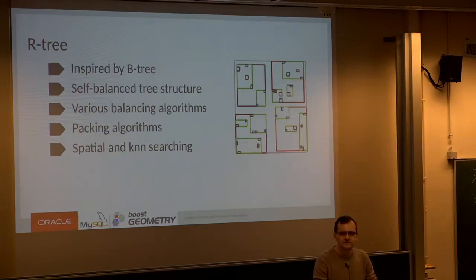The R-tree is a self-balanced tree, which is used for spatial searching and KNN searching. And there are various balancing algorithms or various ways how the R-tree can be created. When you are putting elements one by one, then the tree is balancing itself. And there is also a class of algorithms which are used to create the R-tree from a number of elements at once. And this is called packing or bulk insertion algorithms.